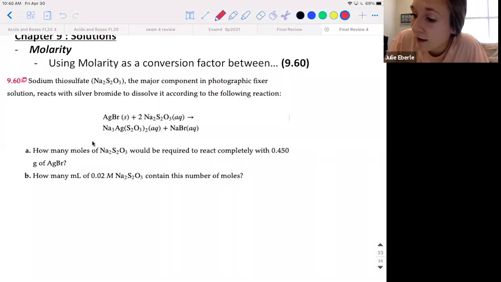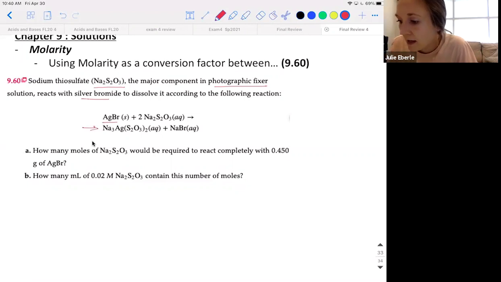So it says sodium thiosulfate, Na2S2O3, the major component in photographic fixer solution, reacts with silver bromide and dissolves it according to the following reaction. So you've got silver bromide, AgBr, reacts with Na2S2O3, and then it gives you your products down below, Na3Ag(S2O3)2 and sodium bromide. So the question for part A, we're going to do part A and part B. How many moles of sodium thiosulfate would be required to completely react with 0.45 grams of silver bromide?